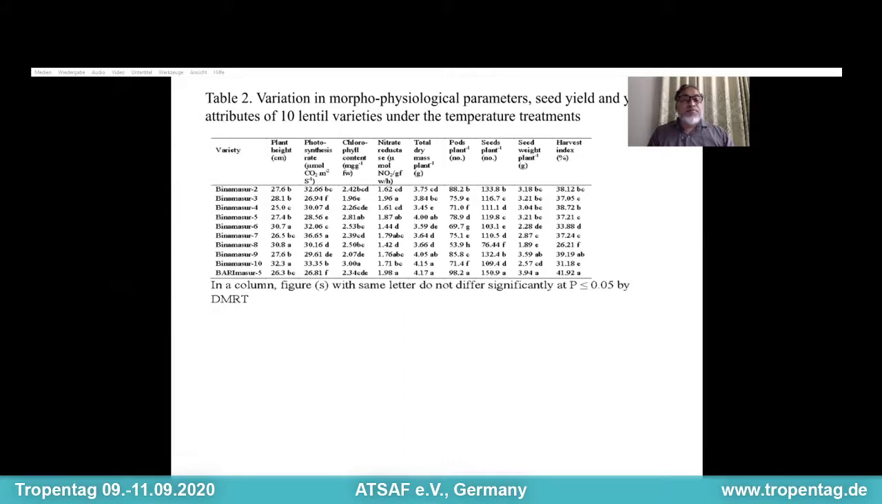Here we can see Binamosur 6, Binamosur 8, and Binamosur 10 produced longer plants. Binamosur 7 showed higher photosynthetic rate, whereas Barimosur 5 and Binamosur 9 produced higher seed yield and harvest indices.